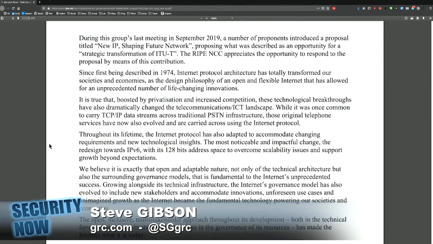Since first being described in 1974, Internet protocol architecture has totally transformed our societies and economies, as the design philosophy of an open and flexible Internet has allowed for an unprecedented number of life-changing innovations. It is true that, boosted by privatization and increased competition, these technological breakthroughs have also dramatically changed the telecommunications landscape.